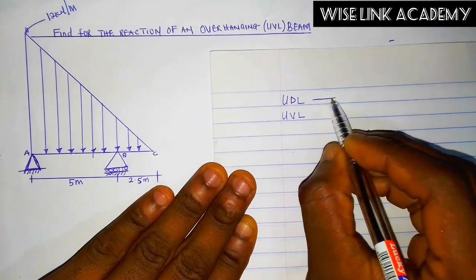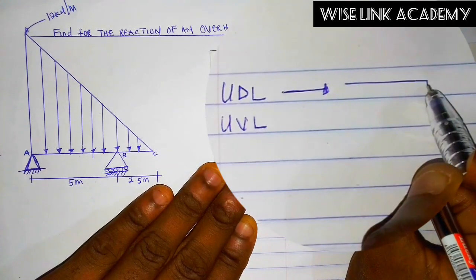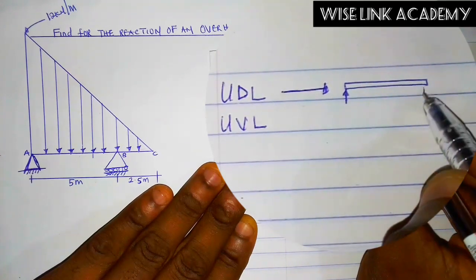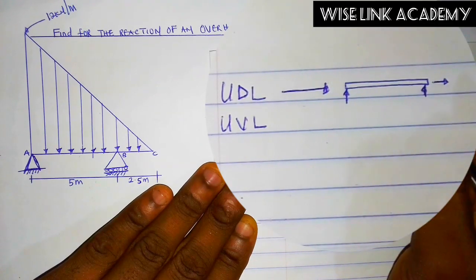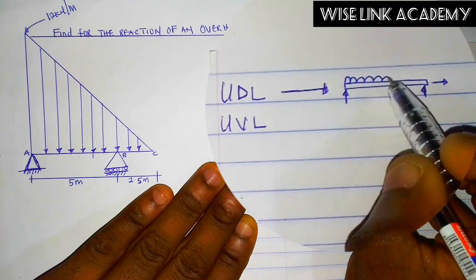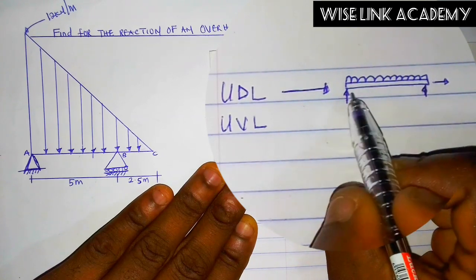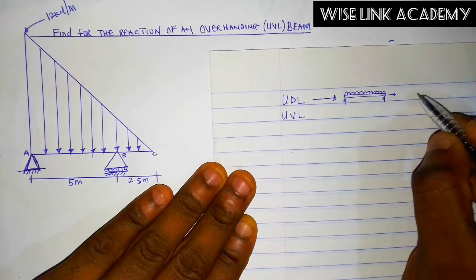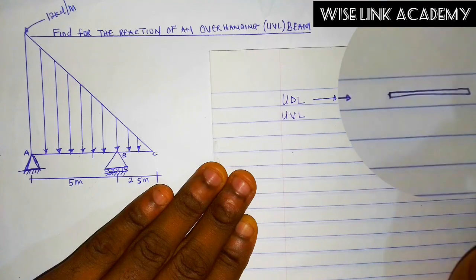Uniformly distributed load can be identified this way. For instance, this is our beam, isn't it? And we have a reaction here and a reaction here. Likewise, a reaction here, isn't it? So if I have my load this way, I can easily call this a what? A uniformly distributed load.